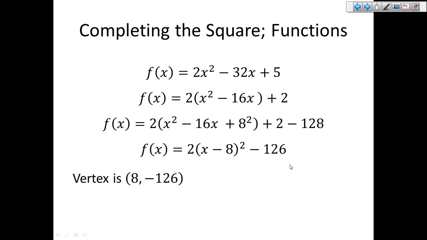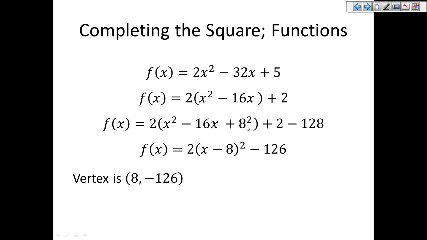Here's one, a lot more complicated because of this 2 right up here. So after I group the x squared and the x term, you need to factor that 2 out. And notice that it came out of the 32 as well. Oh, I got a problem here. That's not supposed to be a 2. That's supposed to still be a plus 5. Okay, so these numbers are going to be a little bit screwed up at the end. But we go through the process.